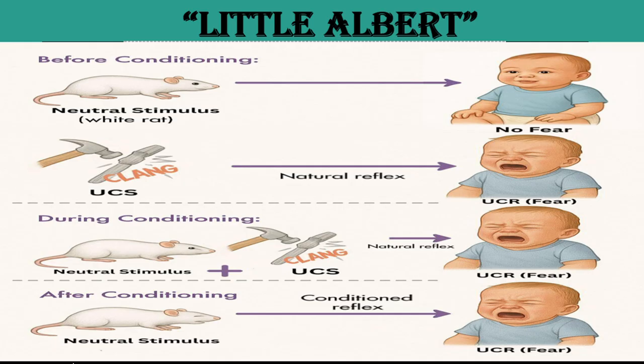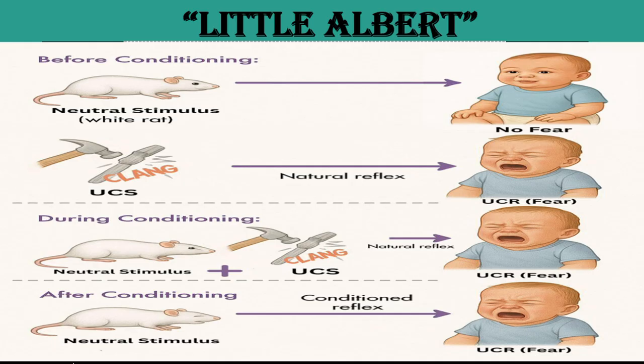Initially, Albert was shown various objects and animals, including a white rat. He showed no signs of fear toward this white rat. This established the white rat as a neutral stimulus, or NS.